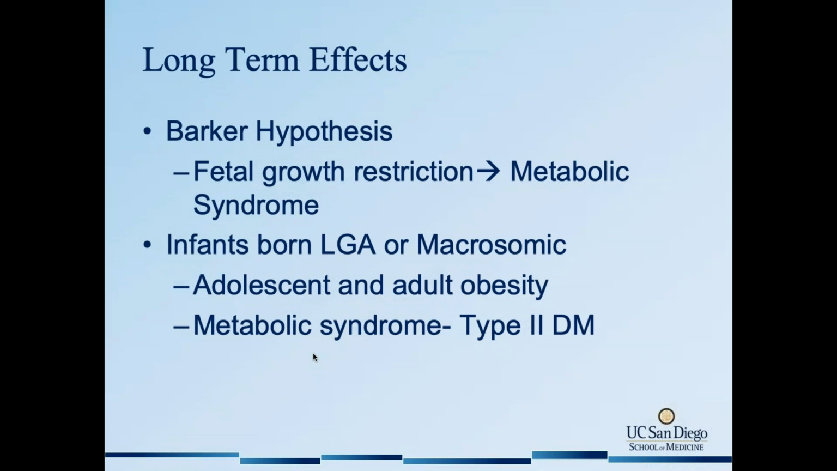And so now we have data supporting this theory, which is called the Barker hypothesis, that IUGR in the womb is associated with the development of metabolic syndrome later in life.